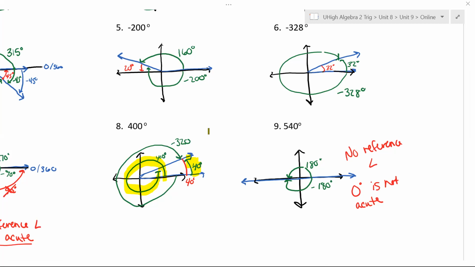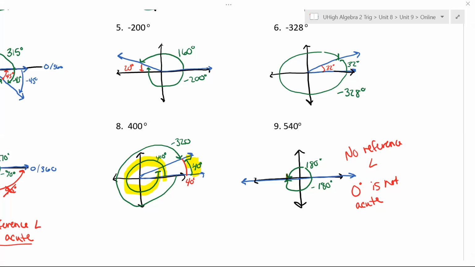And similarly with number 9, you would start on that initial side and you would go 360 degrees, and then you would go the rest of the way, which actually hits on the other side of the x-axis. So when I'm looking at my coterminal angles, I can still start at that initial side and just go until I hit the first time around. And I hit that 180 degrees, and then go the opposite direction and get the negative 180 degrees.